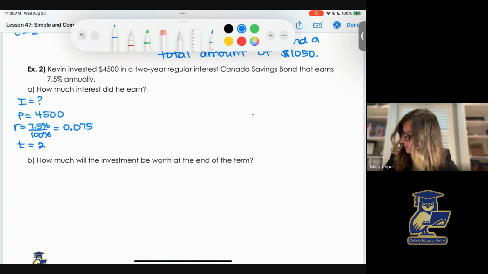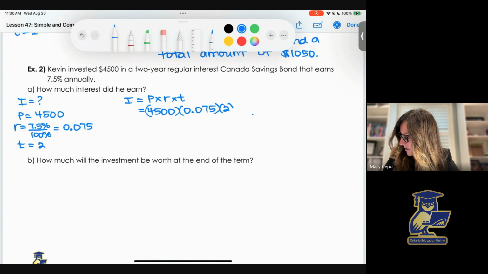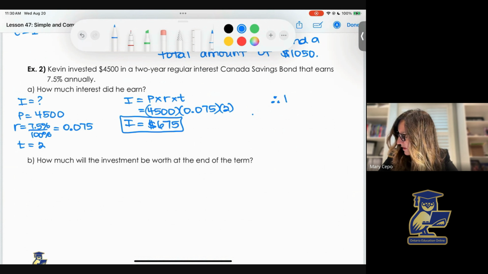Okay, so interest would equal P times R times T. Principal, which is 4,500, times the rate, 0.075, times 2 years, which is equal to 675. Therefore, Kevin earned $675 in interest.